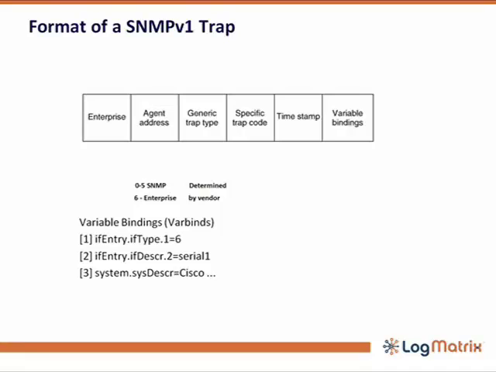From IF entry, IF type, to IF entry description, to system sysDescr, they're always in the variable bindings. Which one? That becomes the difference between the vendors. There's no standard as to how it is sent. You may have to actually read the incoming trap into a log file and count the var binds to figure out which var bind it is.